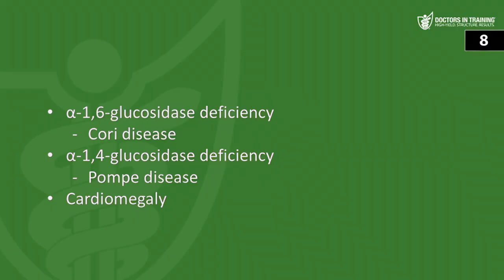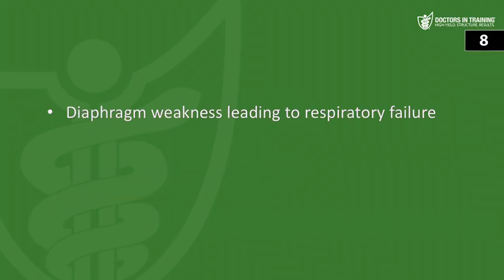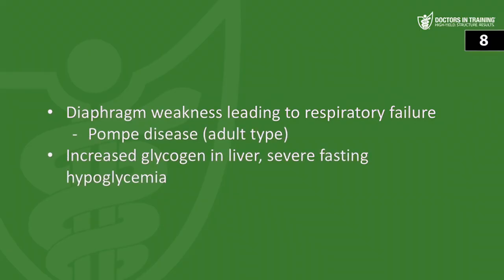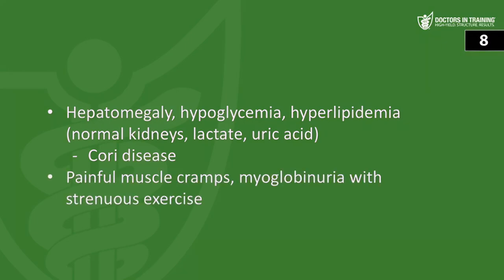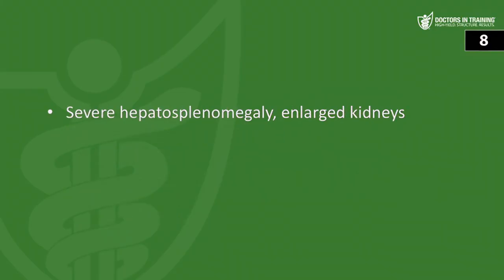Cardiomegaly is seen with Pompe disease, the infantile type. And then diaphragm weakness and respiratory failure is adult type Pompe disease. Increased glycogen in the liver and severe fasting hypoglycemia is von Gierke disease. Hepatomegaly, hypoglycemia, hyperlipidemia, but with normal kidneys, normal lactate, and normal uric acid is Cori disease. Painful muscle cramps and myoglobinuria with strenuous exercise is McArdle disease. And severe hepatosplenomegaly with enlarged kidneys is von Gierke disease.